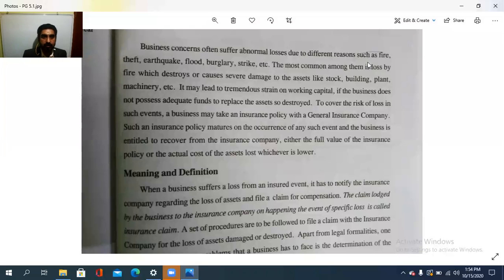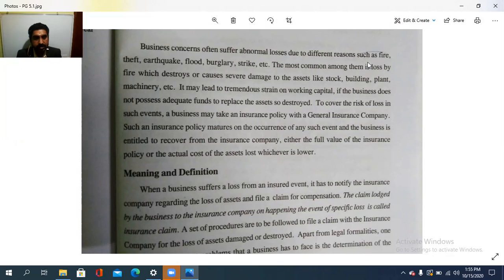So, business concerns often suffer abnormal loss due to different reasons such as fire, theft, earthquake, flood, burglary, strike, etc. The most common among them is loss by fire, which destroys or causes severe damage to assets like stock, building, plant, machinery, etc., and leads to tremendous strain on working capital if the business does not possess adequate funds to replace the assets so destroyed.